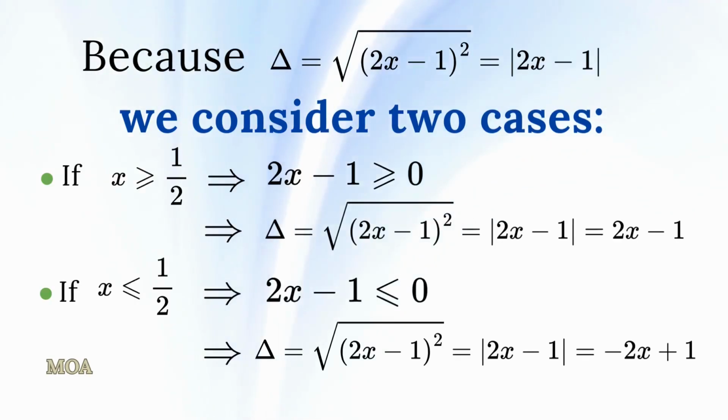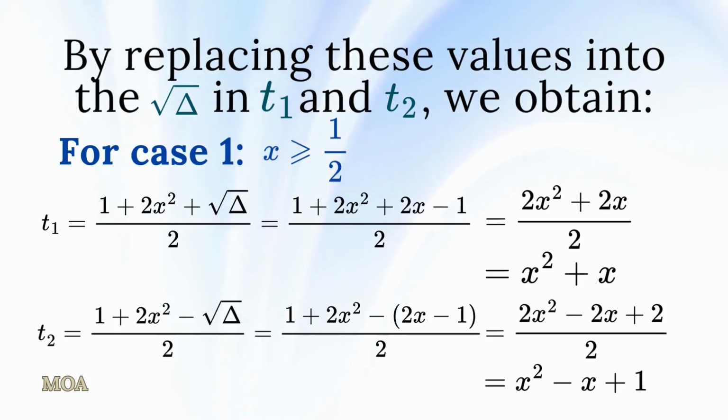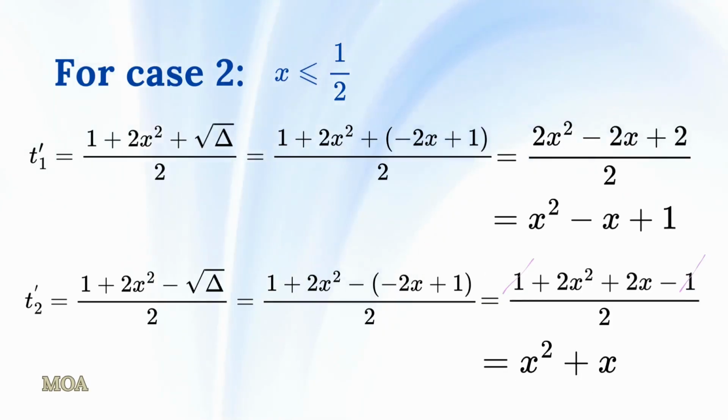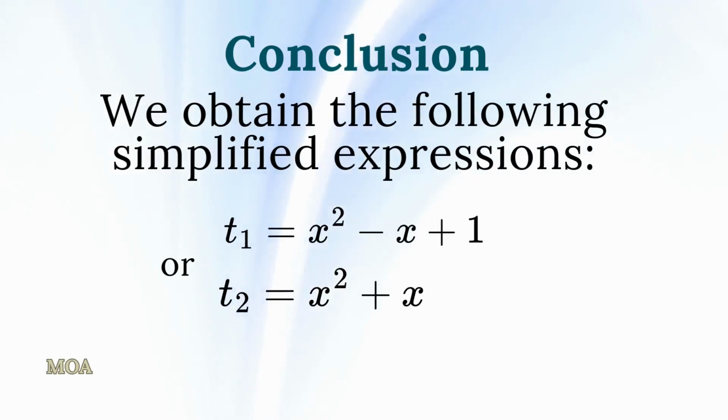Since the square root of delta is the absolute value of 2x minus 1, for x greater than 1/2 the quantity 2x minus 1 is positive, so the square root of delta equals 2x minus 1. When x is less than 1/2, the quantity 2x minus 1 is negative, so the square root of delta equals minus 2x plus 1. By replacing these values into the square root of delta in t1 and t2, we obtain the following simplified expressions. t1 equals x squared minus x plus 1, and t2 equals x squared plus x.